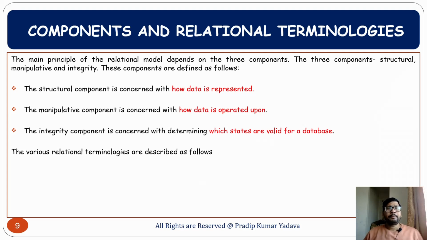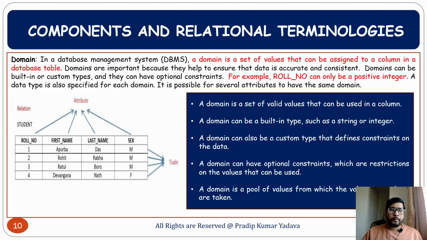So basically the main principle of the relational data model depends on three components: structural, manipulative and integrating. The structural component is concerned with how data is represented, the manipulative component is concerned with how data is operated on, and the integrating component is concerned with determining which states are valid for a database. Now, first is domain.